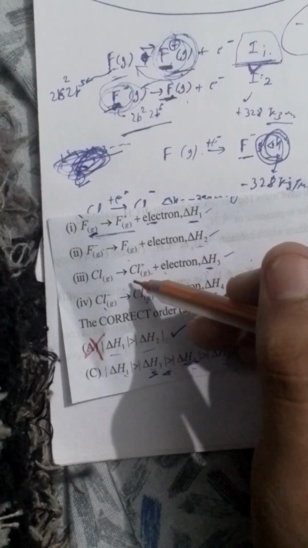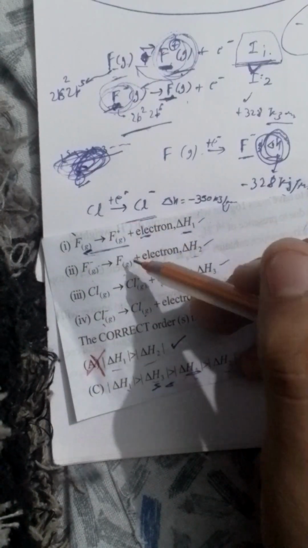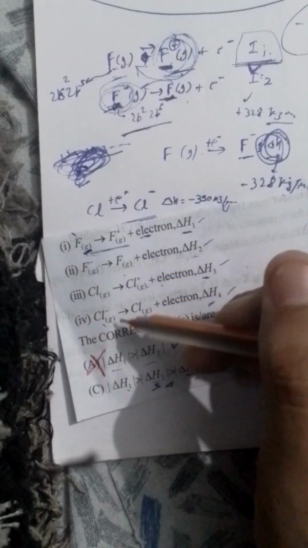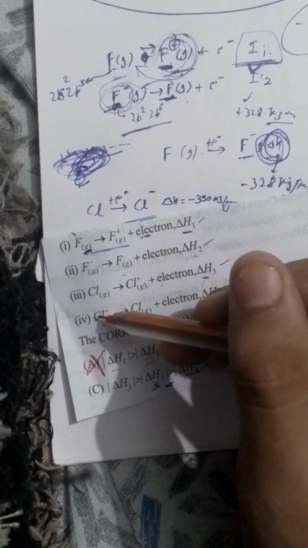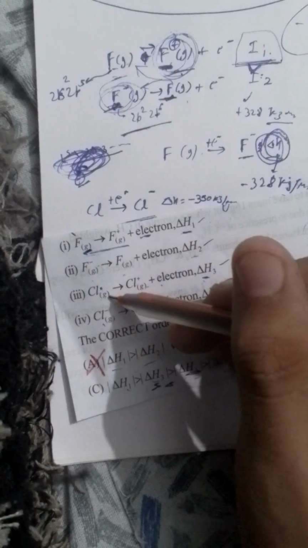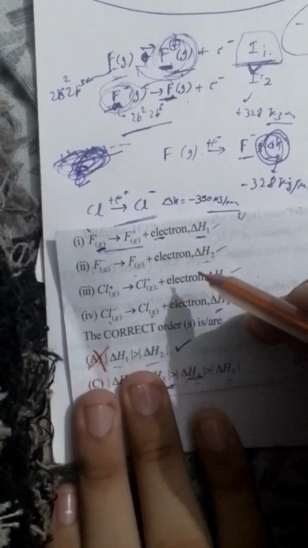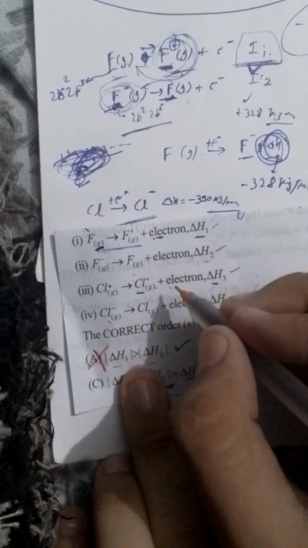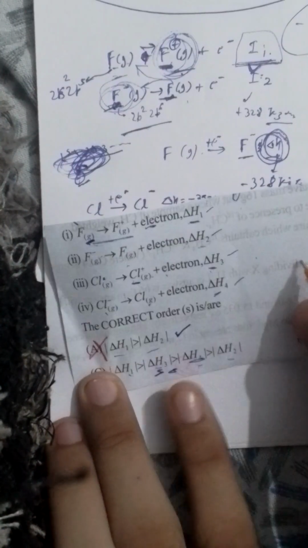So ΔH3, yeah, ΔH3 should be greater than ΔH4 because of the same reason that chlorine plus is formed, chlorine minus is kind of stable, chlorine is kind of stable, and we are forming unstable systems with respect to the original state that we are given. So both of them are going from stable to unstable system, but what's more unstable? This is more unstable, so it would have required more energy than this one. So yeah, this is good.